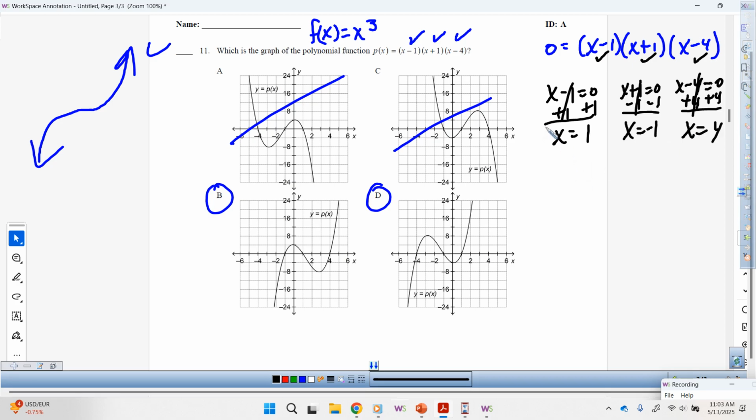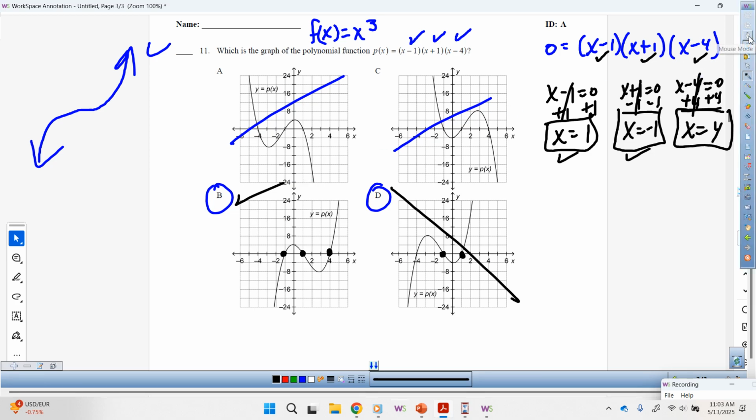So, let's see. We have positive 1 for x. Which one crosses at positive 1? This one and that one, both of them. Okay. So far, so good. We're done with that one. Let's go to the next one. Negative 1. Negative 1, both of them, okay. Last one, which one crosses at positive 4? This one, how about this one? No. So the answer is B. Go to number 12.